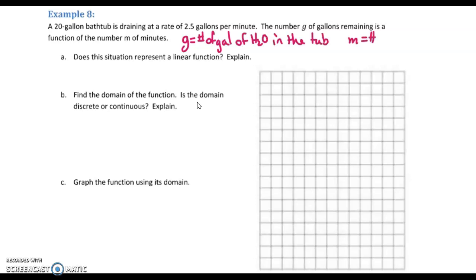M is the number of minutes that have passed. So if it's draining, it's going down. Now, usually they give you a function. Honestly, I meant to, so let's write it together.